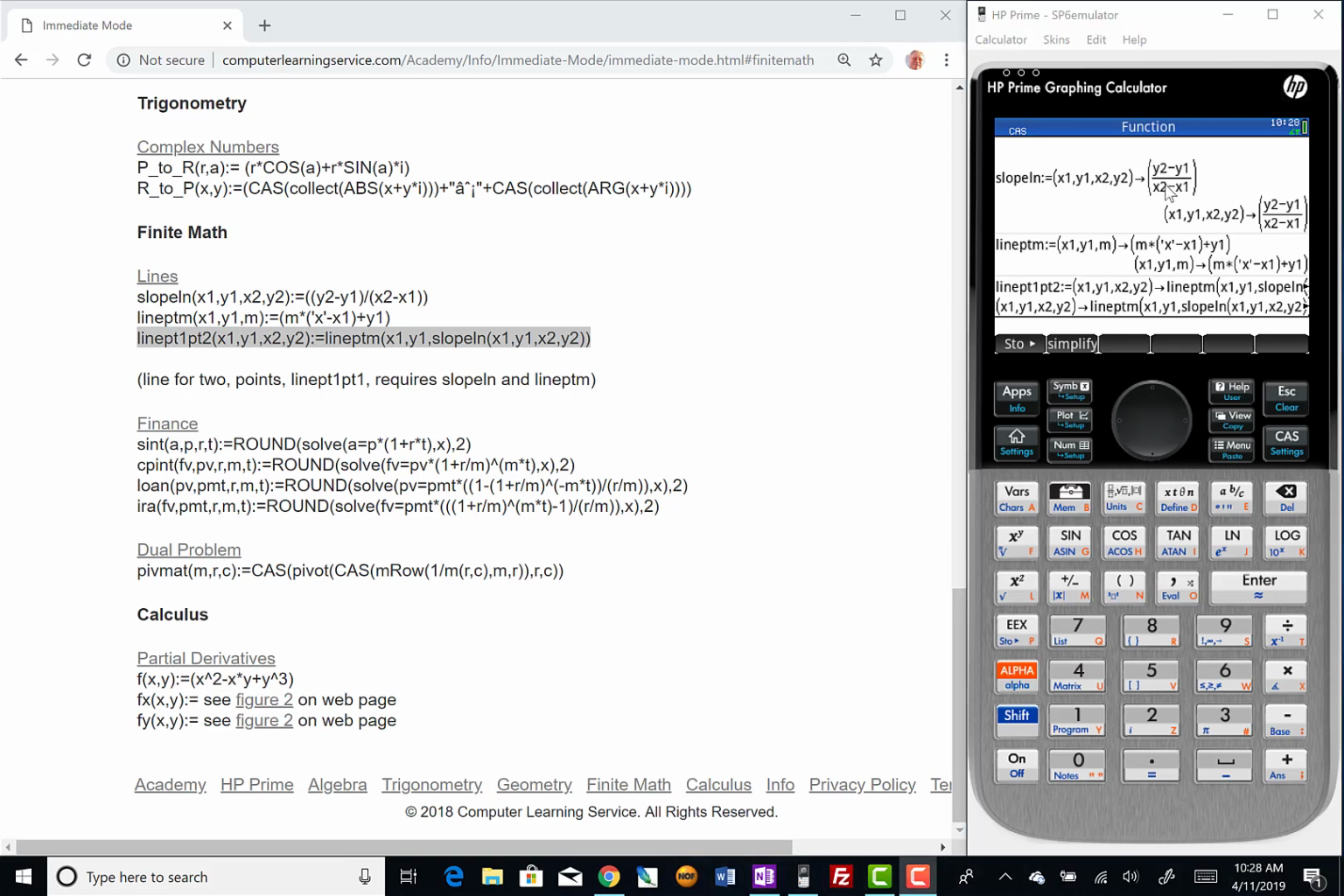What we have done is put three formulas into our calculator. The three formulas over here have to do with the slope of the line given 2 points, the line given the point and the slope, and the line given 2 points. We had the first two already in, and a minute ago we just added the third one. Let's clear the screen.